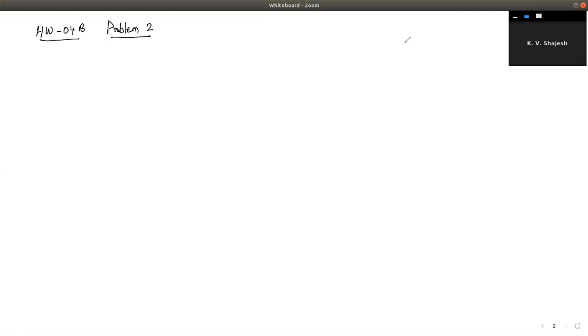Problem 2 in homework 4B discusses raindrops falling and how it is perceived as if it is coming towards you when you're driving through the rain. So let's have the following vector represent.